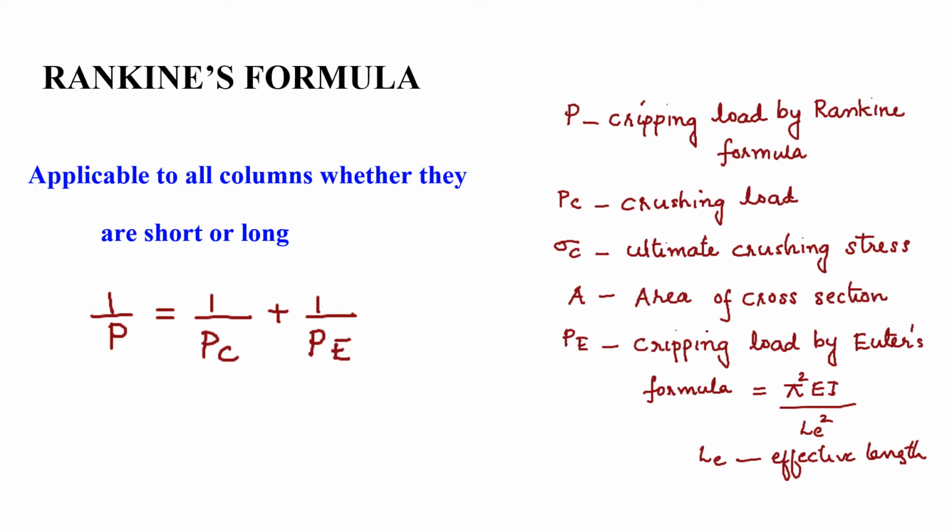Rankine's crippling formula is given by this expression: 1 by P is equal to 1 by Pc plus 1 by Pe. Here, P is the crippling load given by Rankine's formula, Pc the crushing load, and Pe the crippling load by Euler's formula, which is pi square EI by Le square, where Le is the effective length of the column. The crushing load Pc is given by sigma c into A. Sigma c is the ultimate crushing stress and A is the area of cross section of the column.